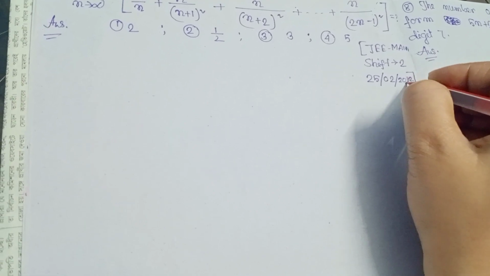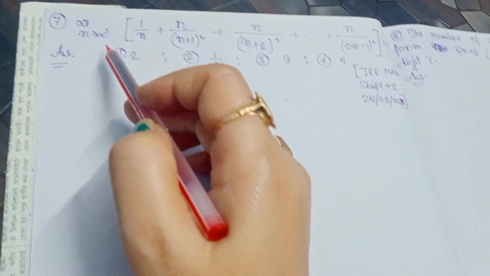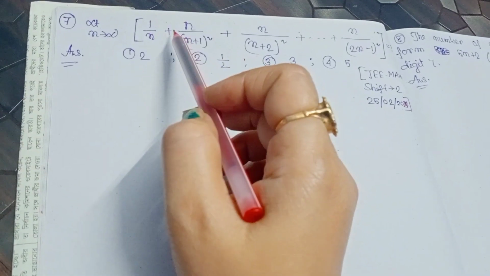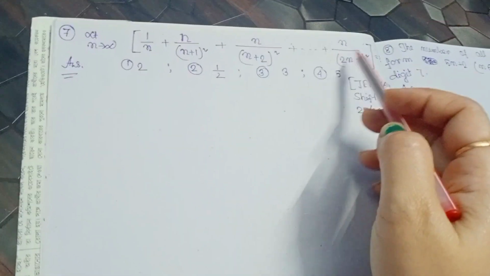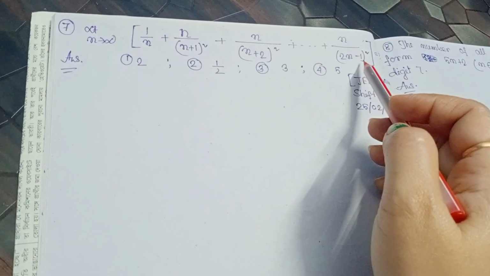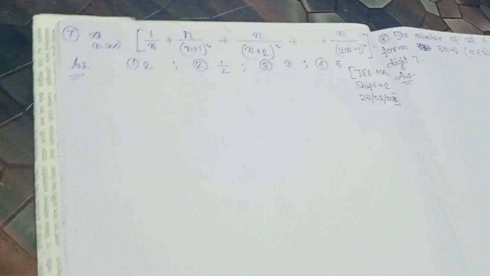Question number 7. The limit as n tends to infinity of 1 by n plus n by (n plus 1) whole square plus n by (n plus 2) whole square plus dot dot dot up to n by (2n minus 1) whole square is equal to what? Four options are given. This is a question on series.